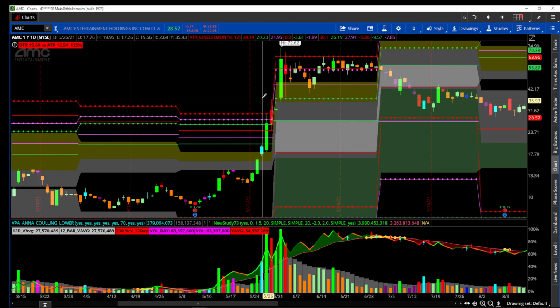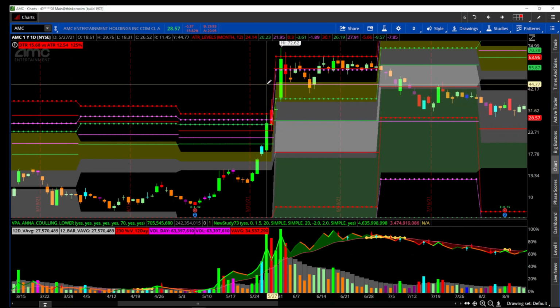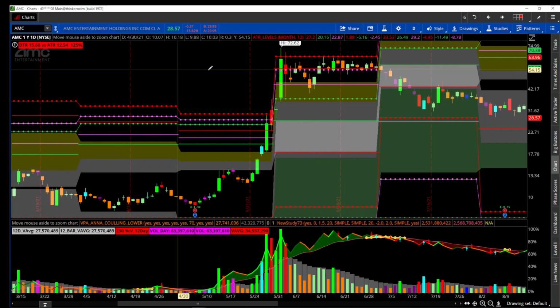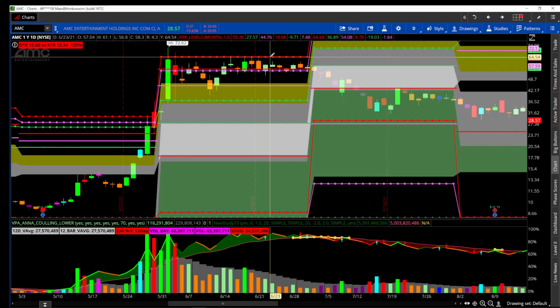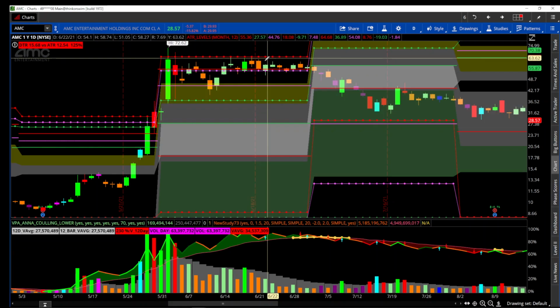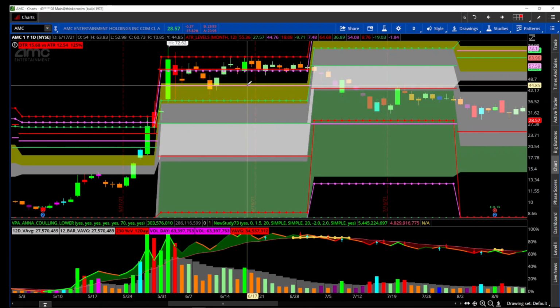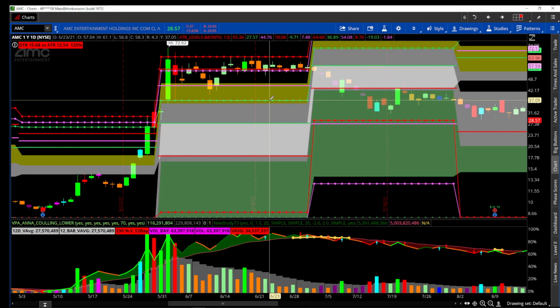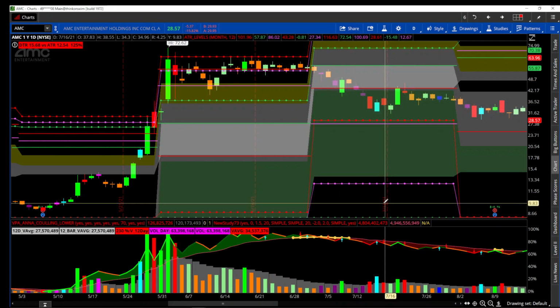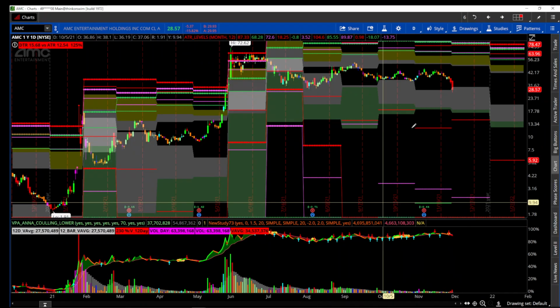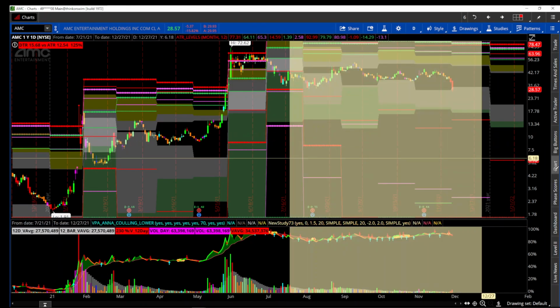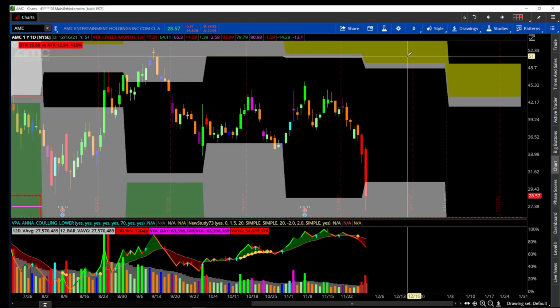So it was moving well above three times its monthly ATR. Created another level up here. Couldn't break above this 3 times ATR for the month. Came back down here and found support at 2 times ATR close, and this is 3 times ATR low. And that's basically it for this indicator.